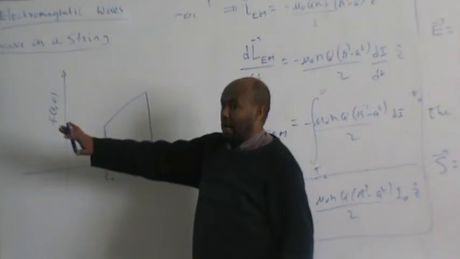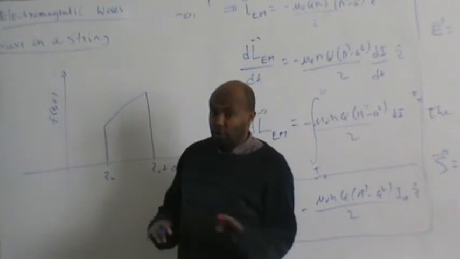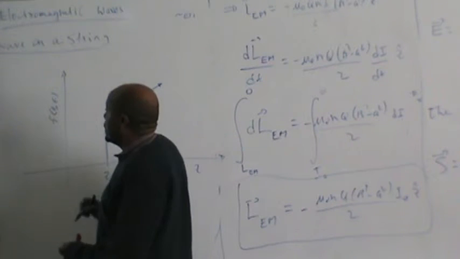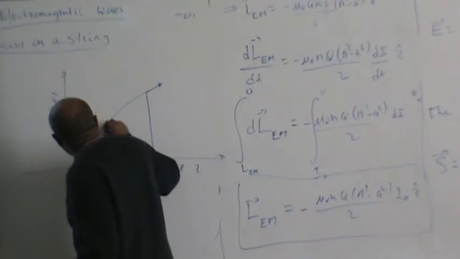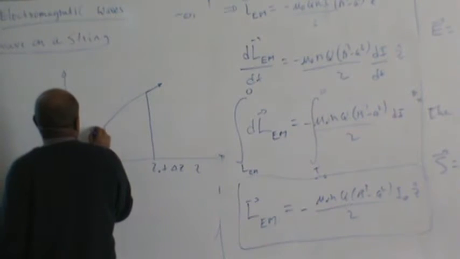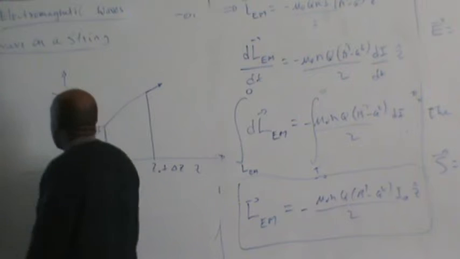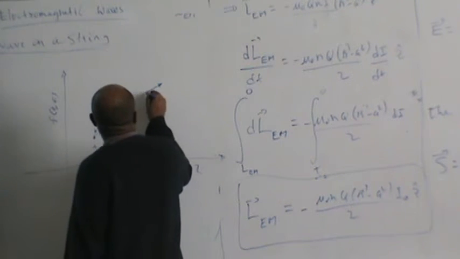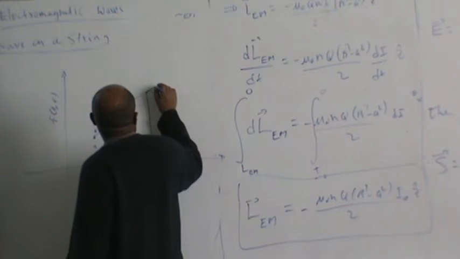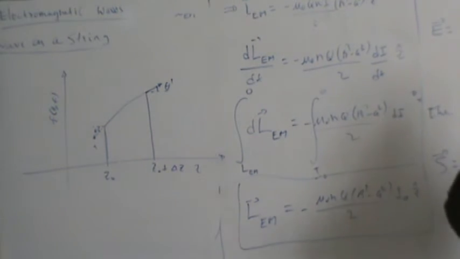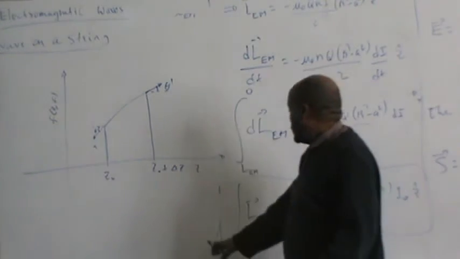And the string is under tension, and the tension force on the string is the same. So let's say this is T, and this one is also T. But the angular displacement is different. So I will call this one theta, and this one theta prime. We are interested in the vertical displacement of the wave.